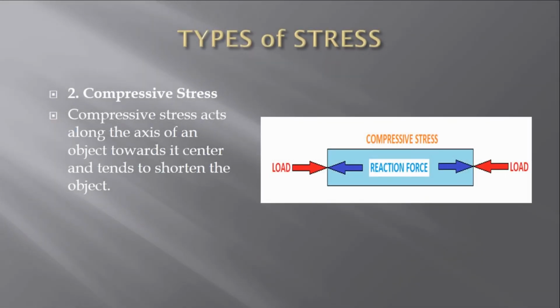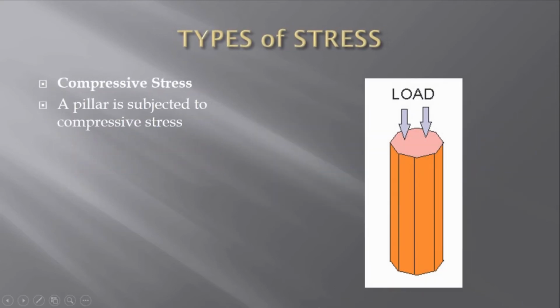Our second type of stress is compressive stress. Compressive stress acts along the axis of an object towards its center and tends to shorten the object. A pillar is subjected to compressive stress.